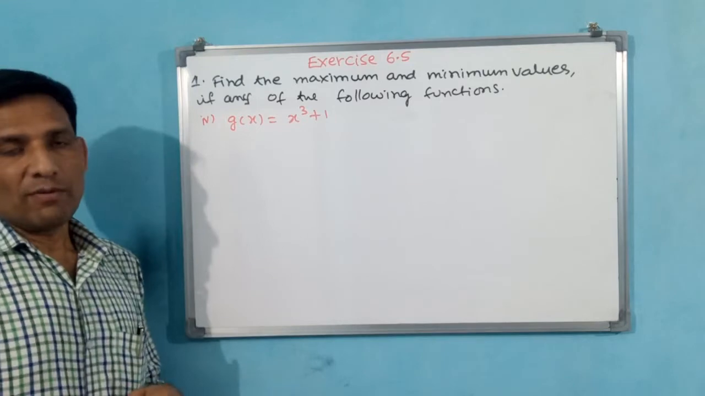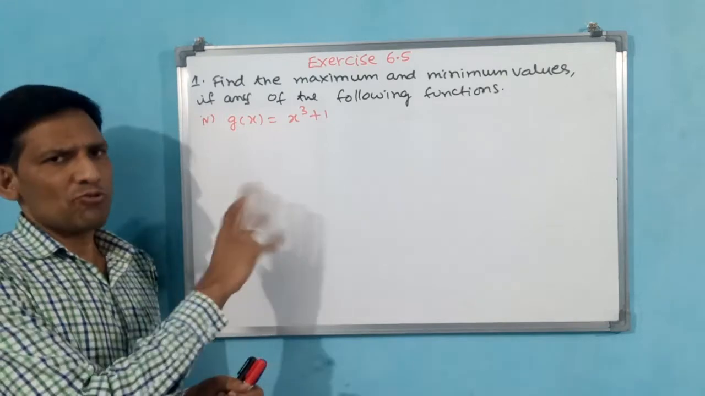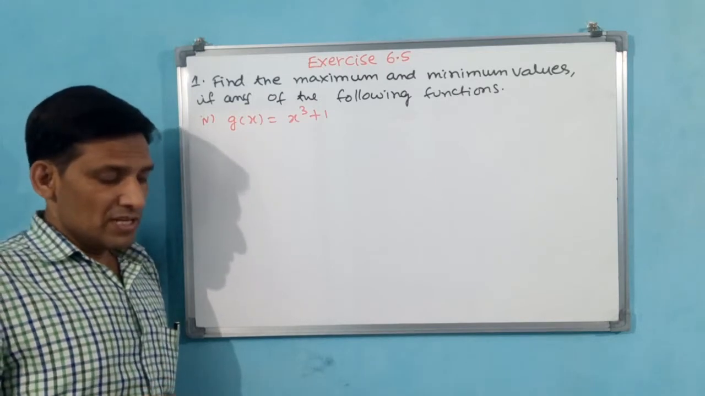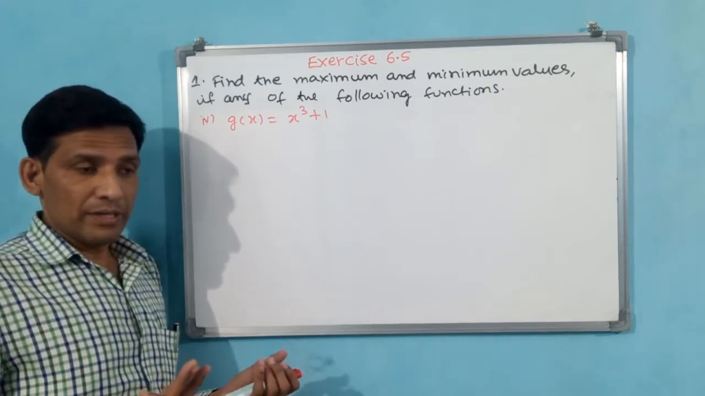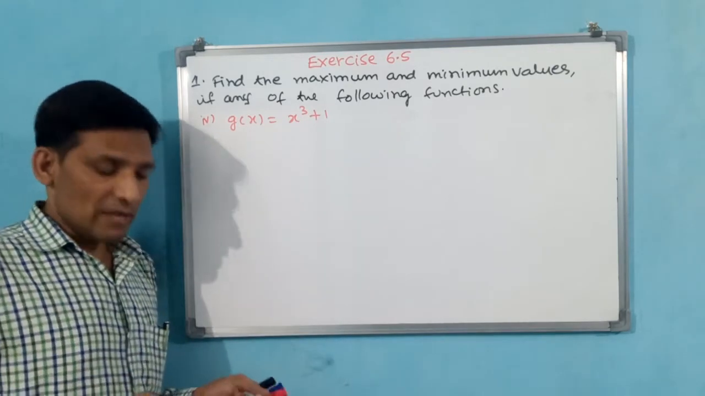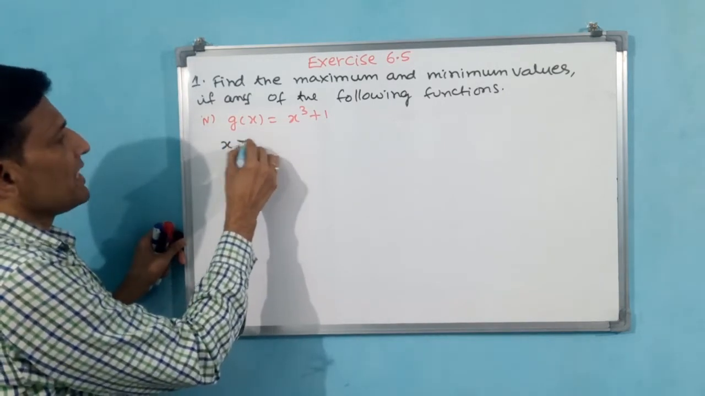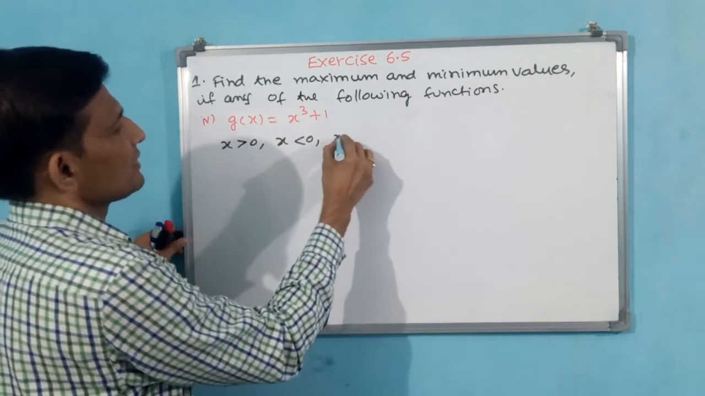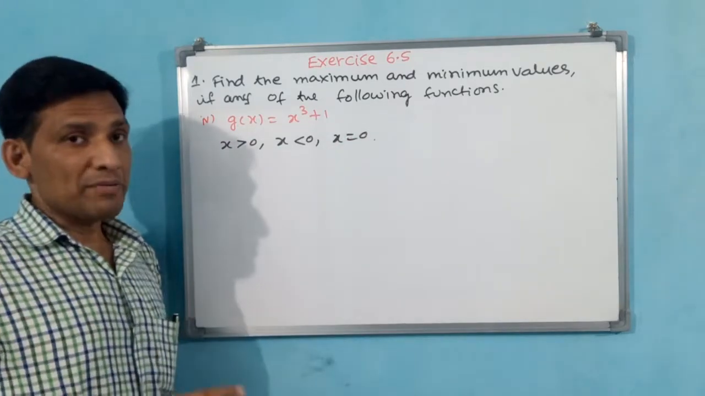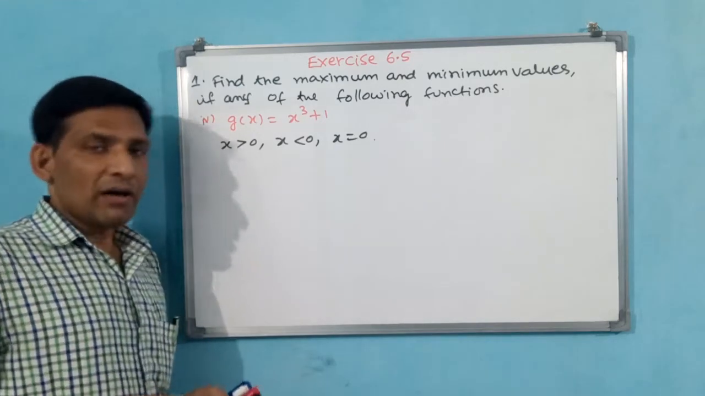Okay. See the fourth part of this question. G of x is equal to x cube plus 1. See, here also there are no intervals given. X cube plus 1. See here, x cube may be negative, 0, positive, all will come. That means I think better we take x may be greater than 0, x may be less than 0, x may be equal to 0. All conditions may come. Why? Because there is no domain specifically given, which means you have to take minus infinity to plus infinity. See, all cases we will take.